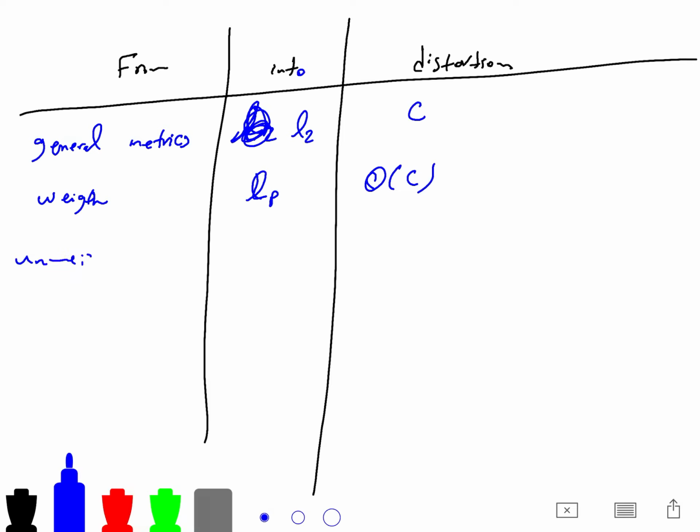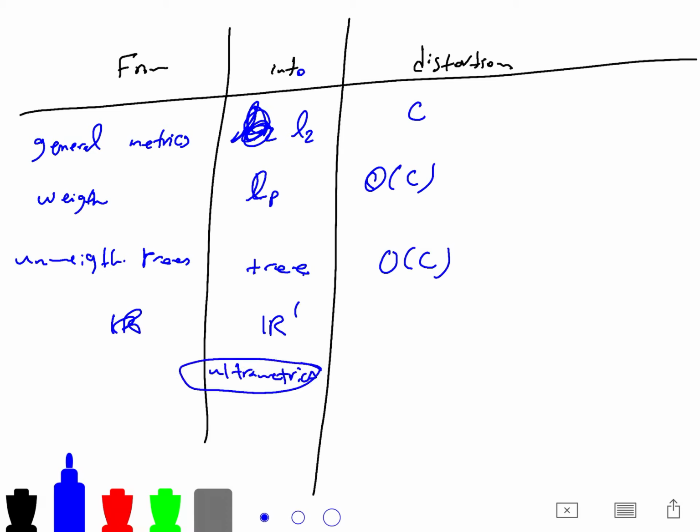We have unweighted trees. We can map into trees with order of C. We can map into R1. We can map into ultrametrics. Ultrametrics is used in bioinformatics and genetics and protein folding, and many of those applications are inspired by biology.